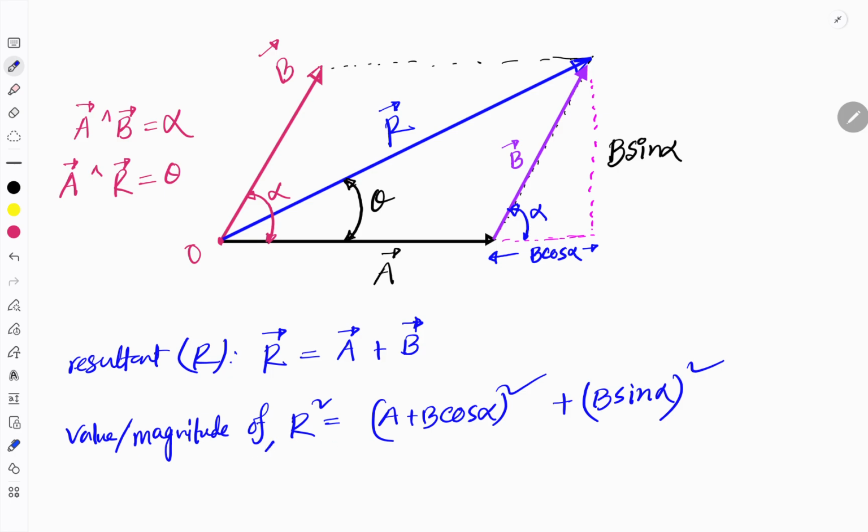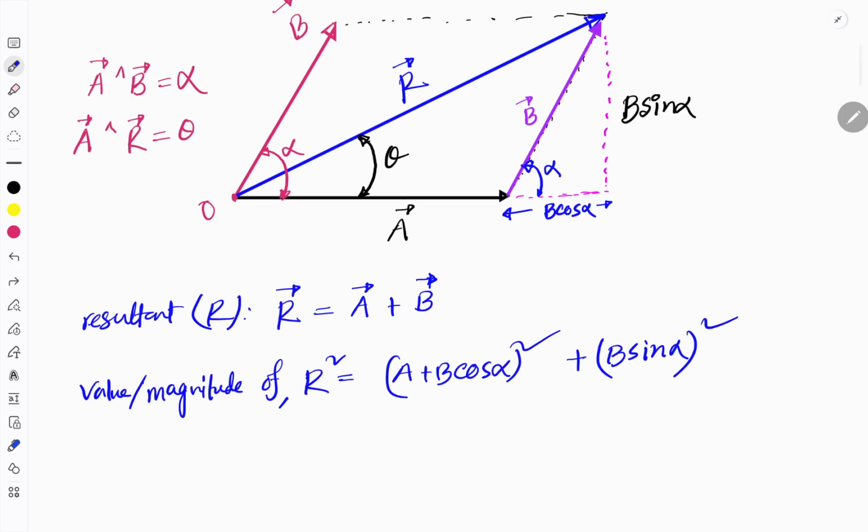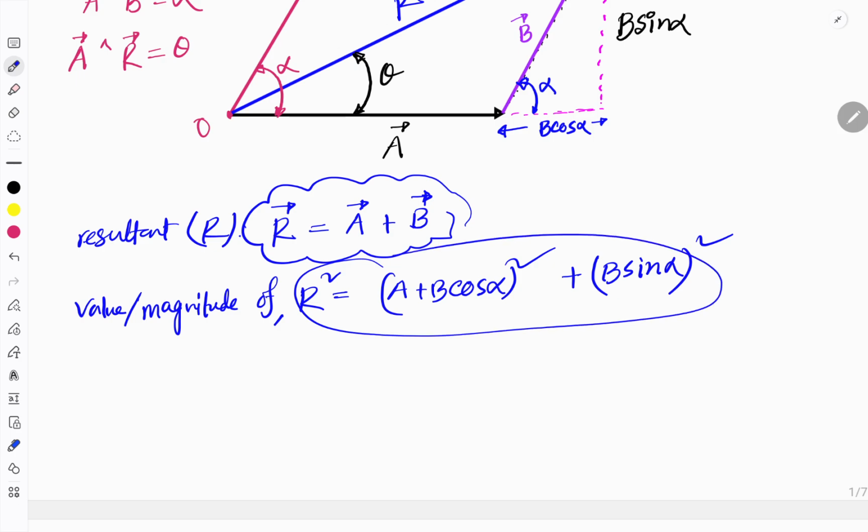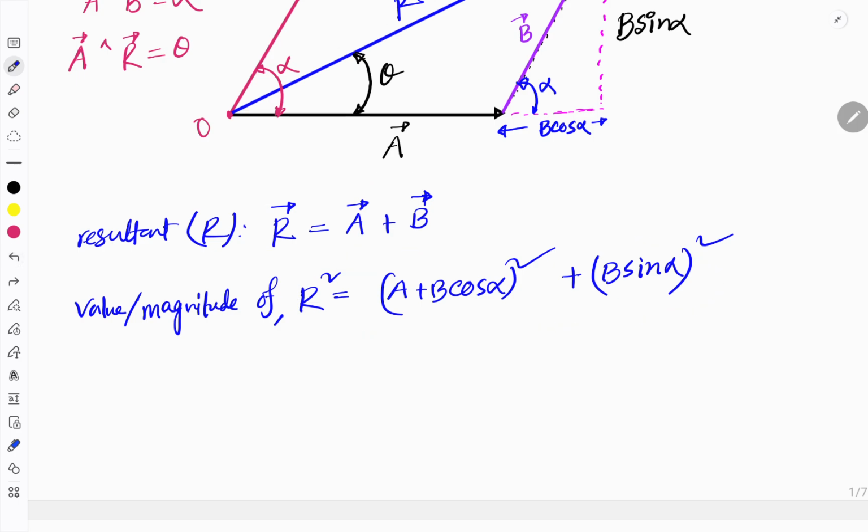According to the Pythagorean theorem, I have hypotenuse square is equal to the adjacent square plus opposite square. Okay. Now, listen, I found the resultant using the vectorial form. Now I want to find the magnitude. That's what I'm doing, right? So now I have this thing right here.